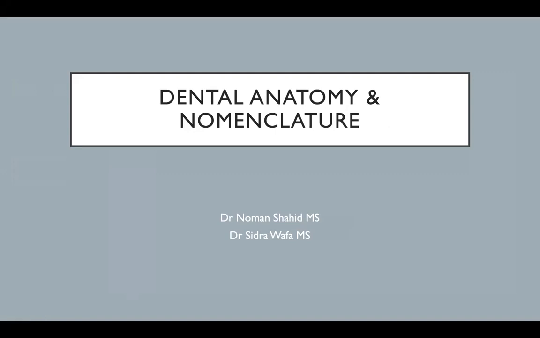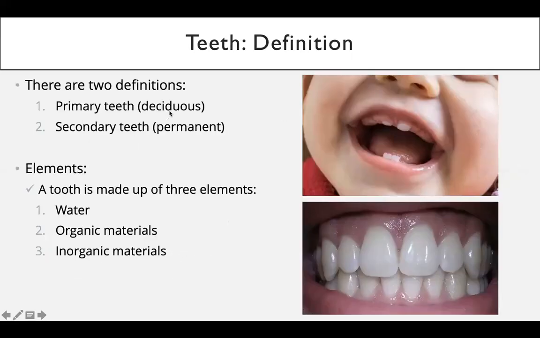Dental anatomy is the thing here, and this is important. Teeth: primary teeth and secondary teeth. Primary are also known as deciduous, baby, or milk teeth, and secondary are permanent. And then we had three elements: water, inorganic material, and organic material.